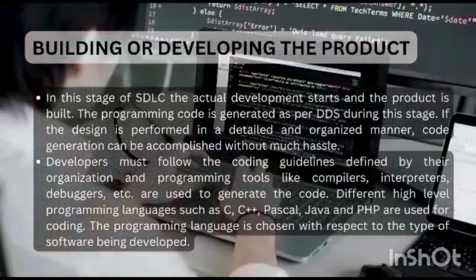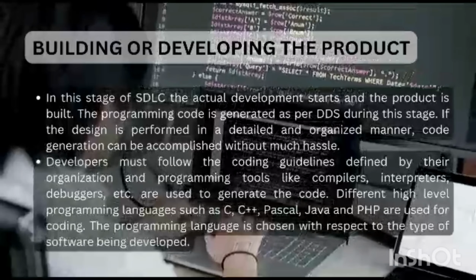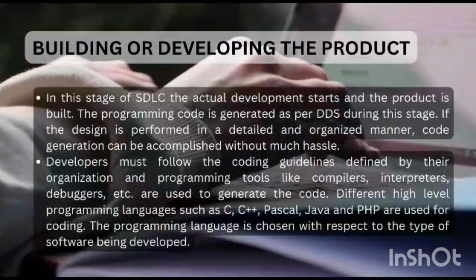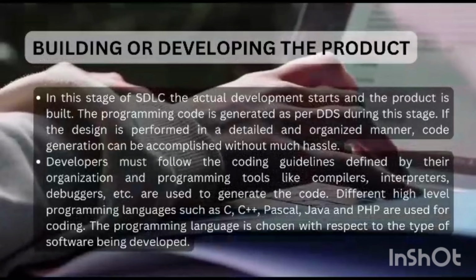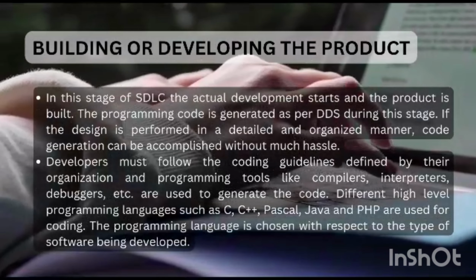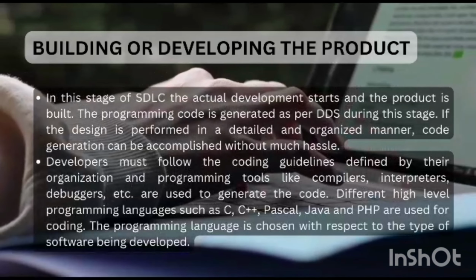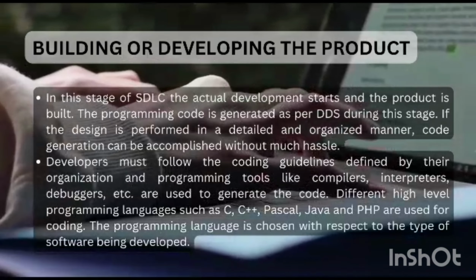Stage 4, that is building or developing the product. In this stage of SDLC, the actual development starts and the product is built. The programming code is generated as per DDS during this stage. If the design is performed in a detailed and organized manner, code generation can be accomplished without much hassle.